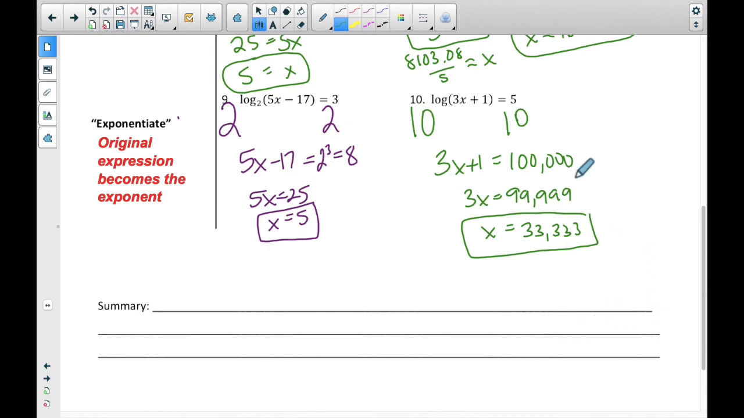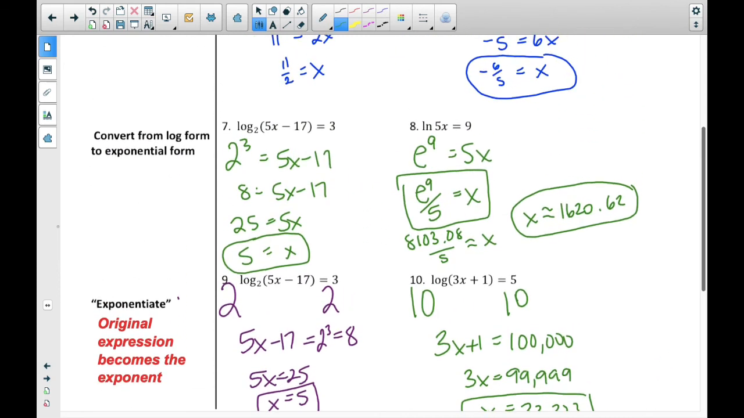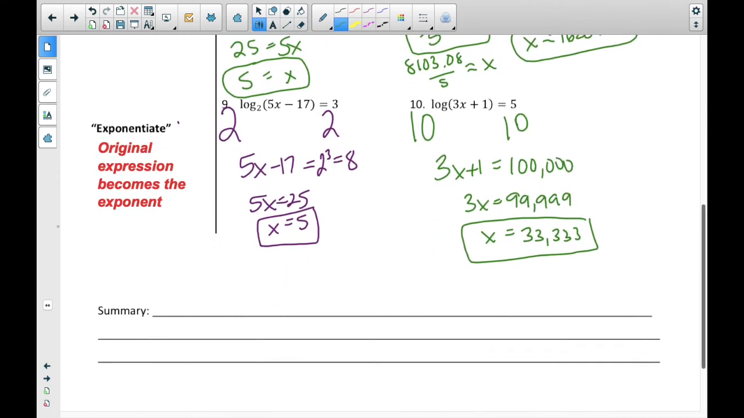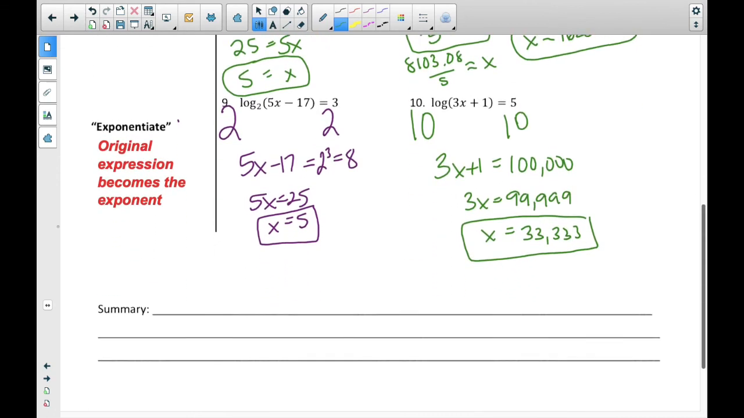Okay, on this lesson today, we just did logs that were pretty simple. They had logs on one side, or there were logs on both sides, but they were just one log on both sides. The next day, we'll talk about what you do if you have more than one log involved. But take a few minutes to summarize some things and then give the assignments a try.